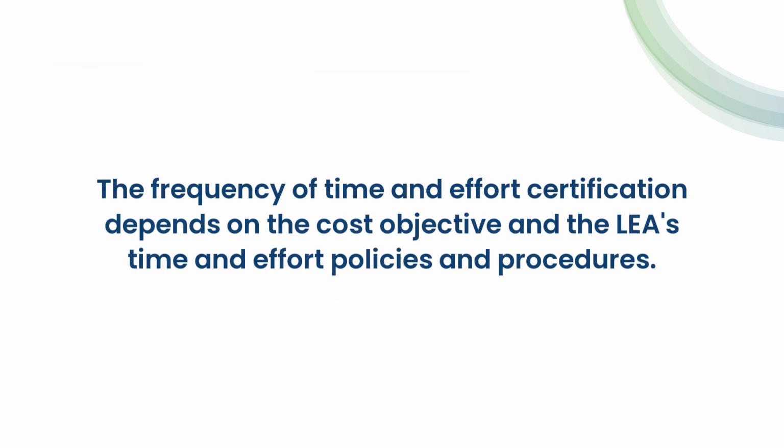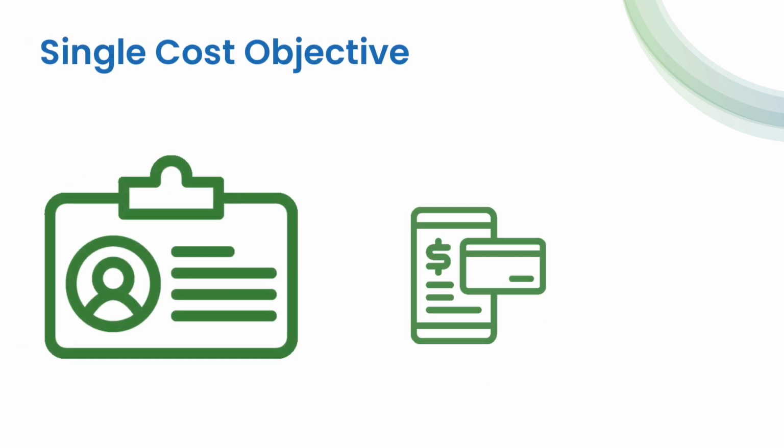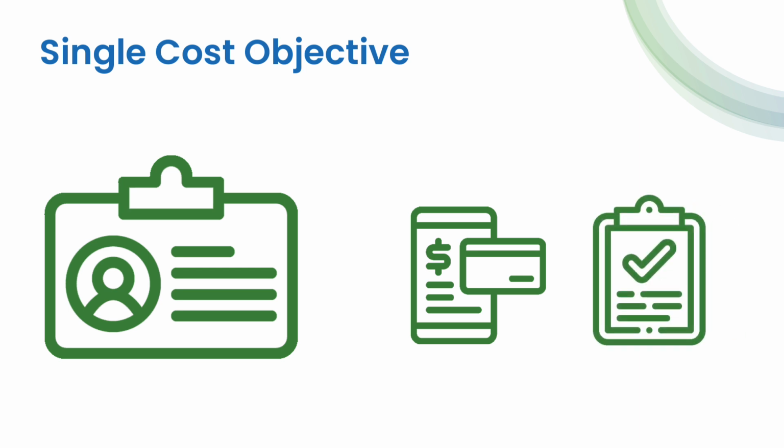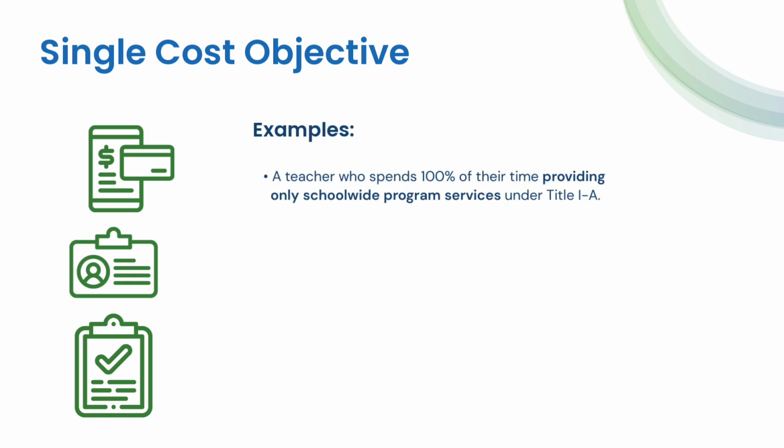The frequency of time and effort certification depends on the cost objective and the LEA's time and effort policies and procedures. If an employee works solely on a single cost objective, charges for that employee's salary and wages must be supported by periodic certifications that the employee works solely on that program or cost objective for the period covered by the certification. Examples of a single cost objective include a teacher who spends 100% of their time providing only school-wide program services under Title I-A.